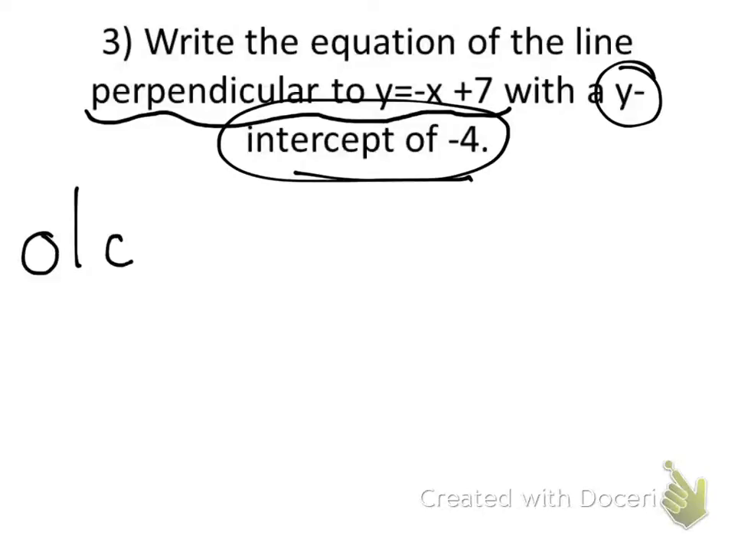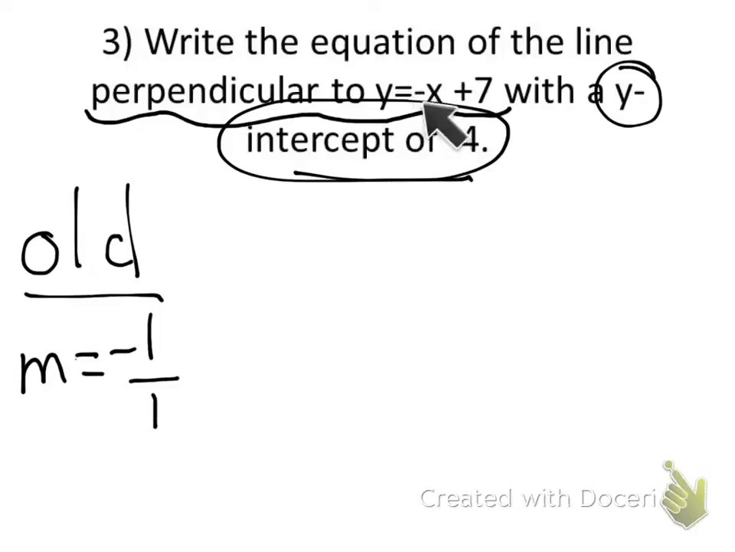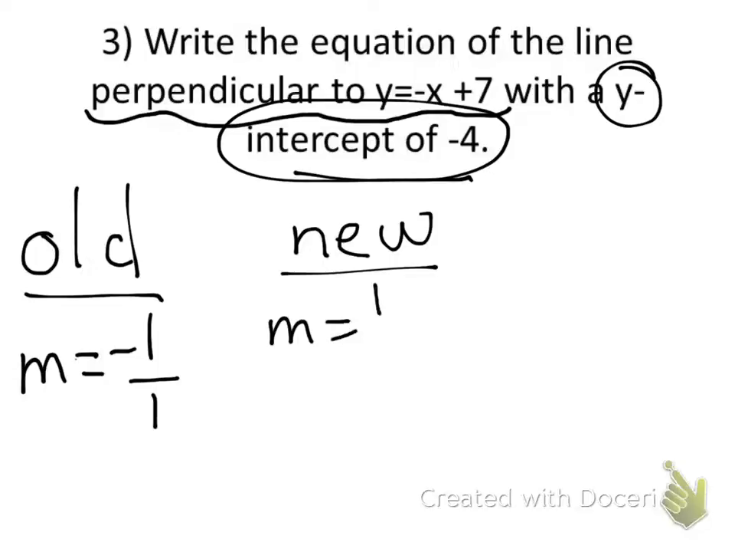So what is the old slope? Negative 1 over 1. And that was from right here. There is no number in front of the x, just a negative sign. We know that that means negative 1, and I want to write it as a fraction, so you put it over another one. So what's the new slope? Positive 1 over 1. Very good.